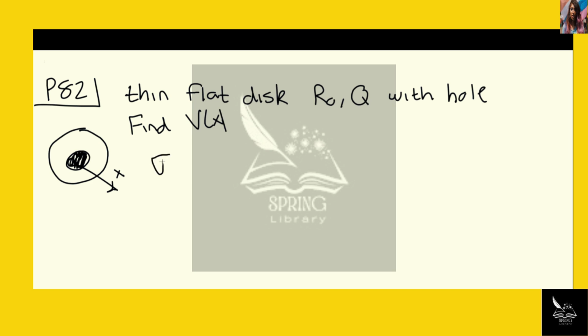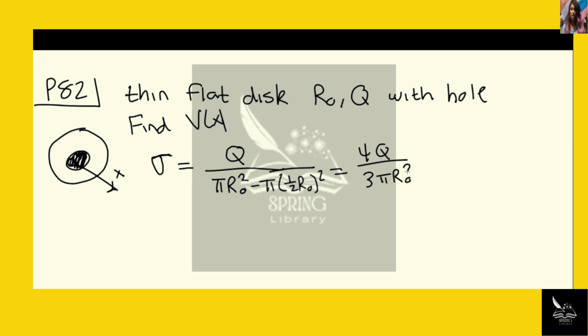So our charge density sigma, which represents a surface charge density, is going to simply be the total charge Q over the remaining area, factoring in the hole. So that's just the area of the whole circle, pi r naught squared, minus pi (1/2 r naught) squared, which will simplify down to 4Q over 3 pi r naught squared. And that's the first step.